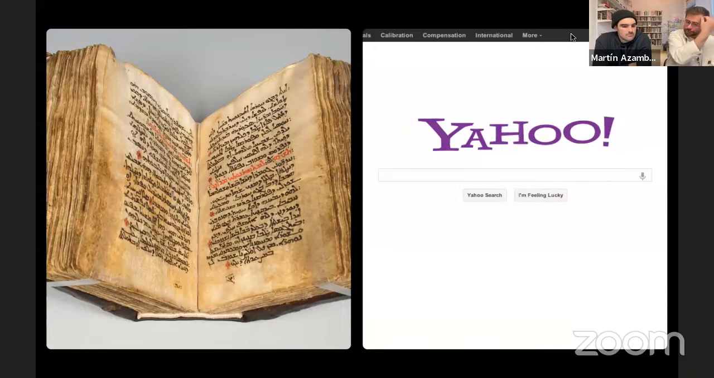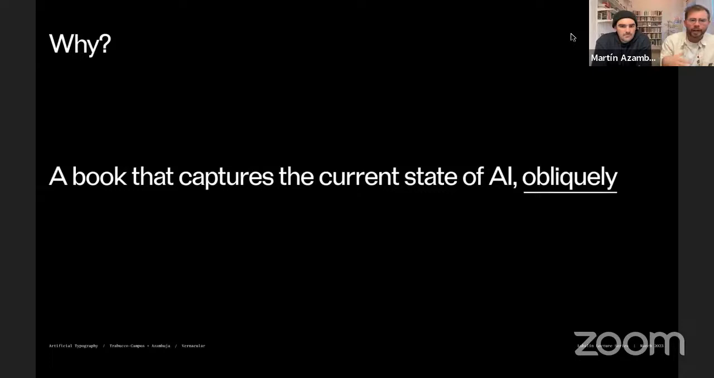MidJourney V5, the output is different. So this idea of capturing a moment in time and bringing it into a book for something that's highly volatile like the AI space seemed quite powerful. So our question was capturing the current state of AI, obliquely though, not just printing it, like many of the things that are happening in the space. We wanted to have a sharp opinion about what we were doing.